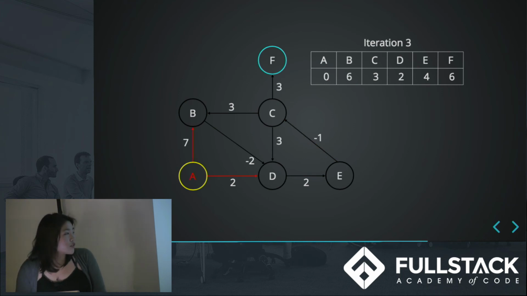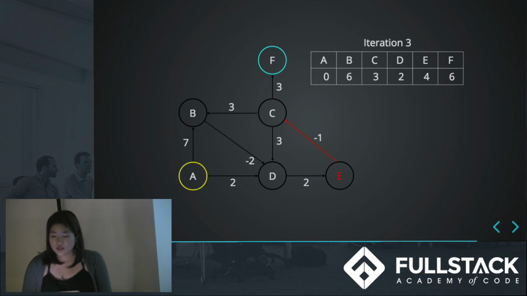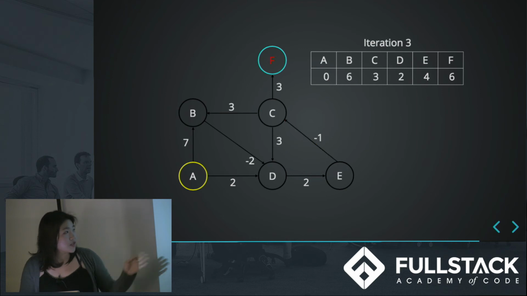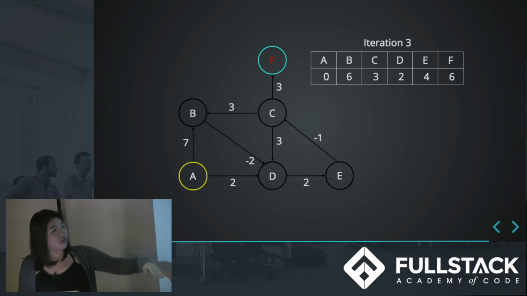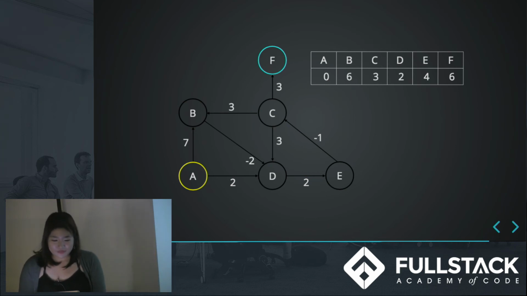And this will be our third iteration where we go through all of the nodes. With this algorithm, you'll go through until there are no more changes to the entire table. So by iteration 3, we're done. Nothing's changed in the table. So now we have the shortest distance from node A to all of the other nodes in the graph.